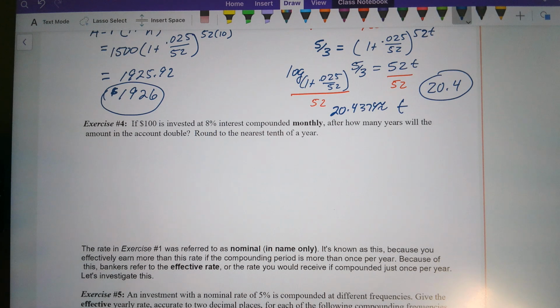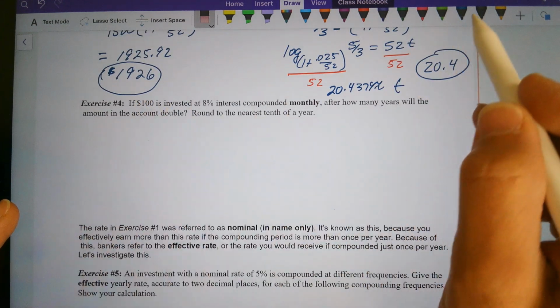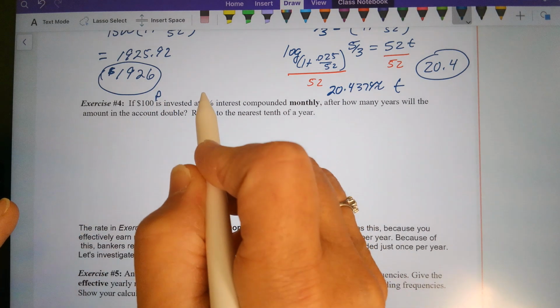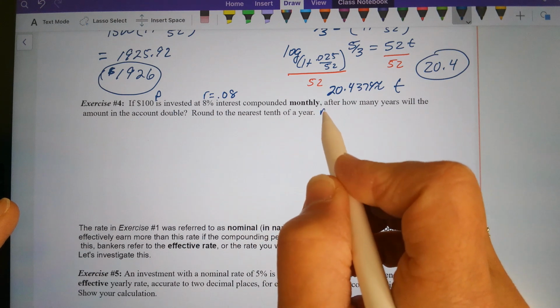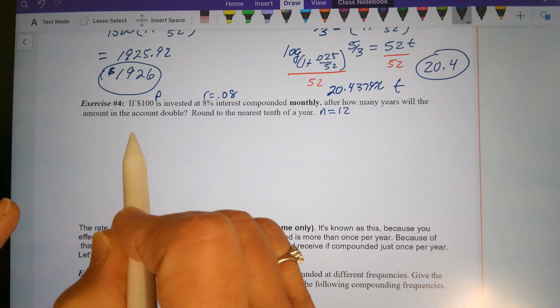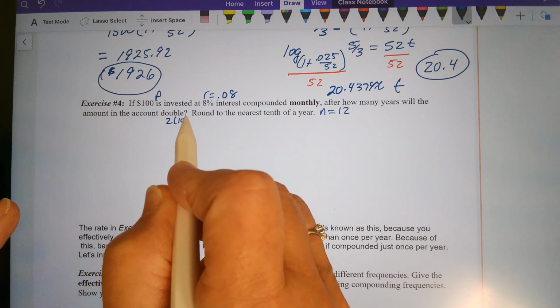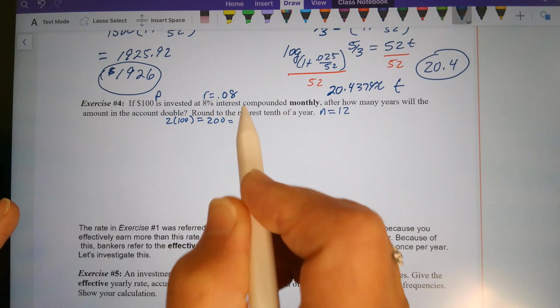If $100 is invested at 8% interest compounded monthly, after how many years will the amount in the account double? Okay, so $100 is our starting amount. That's P. 8%, 0.08, is R. Compounded monthly, N is 12. And we're looking for the account to double. So 2 times 100 is 200, our ending amount, A.